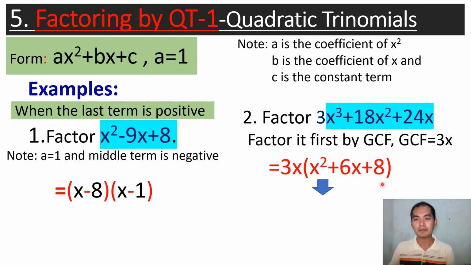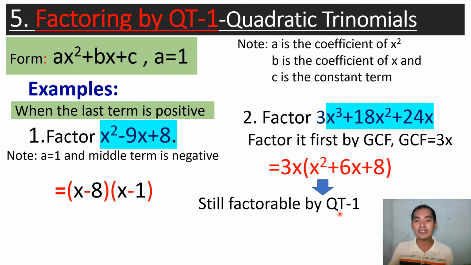Why QT? Because the last term is not a perfect number. So, ang gagawin, still factorable by QT-1. Ang gagawin, kukopyahin na yung 3x, gagawa na ng dalawang parenthesis. Since positive ang gitna, meaning parehong positive, get now the square root of x squared, which is x and x. At ano ang gagawin sa 8? Think of a factor na pag minultiply yung dalawang number ay 8, pero pag inadd yung dalawang factor ay 6.